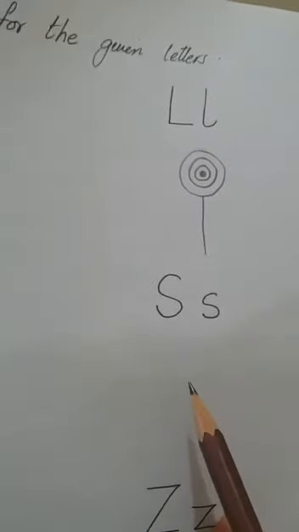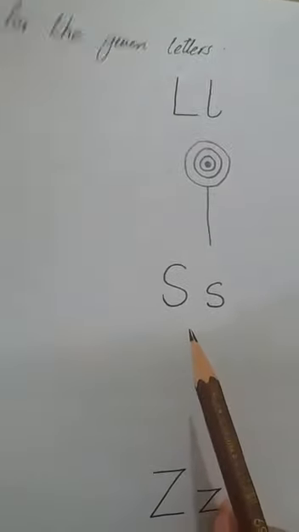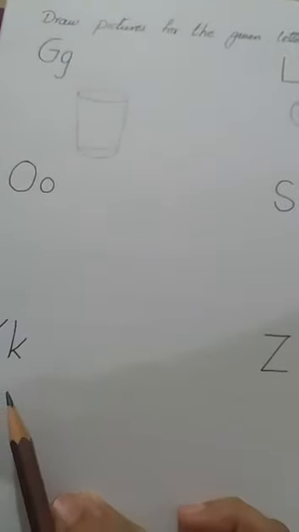Now your assignment is this, that you people have to draw pictures for letter O, and its phonic sound is O. You people have to draw pictures for letter S, and its phonic sound is S. After S, you will draw for letter K, and its phonic sound is K.